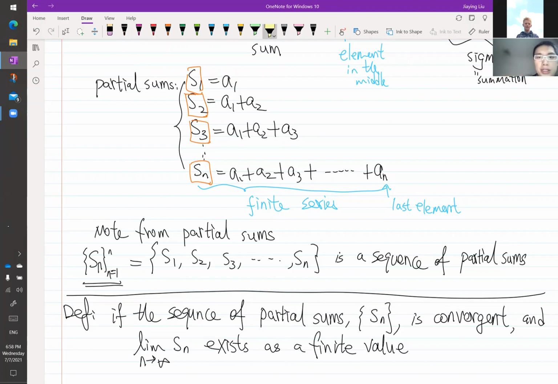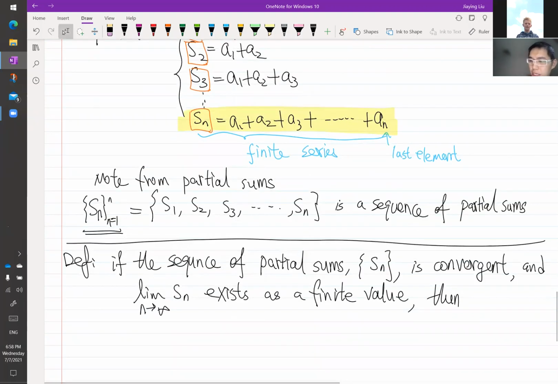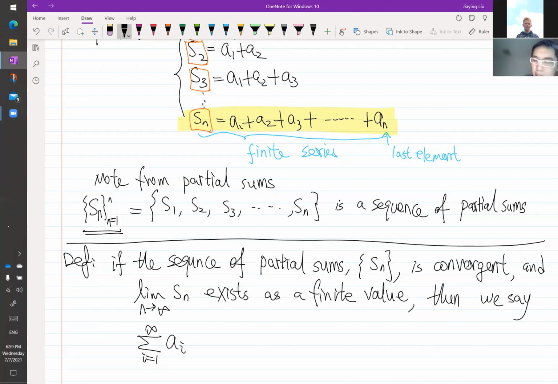So let me highlight this. If this partial sum approaches some finite value as n goes to infinity, then we say that the infinite sum, the series, sum from i equals 1 to infinity of a_i, is convergent.